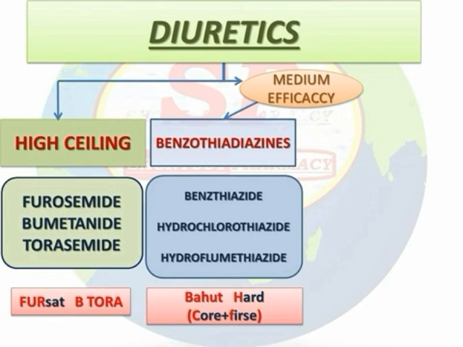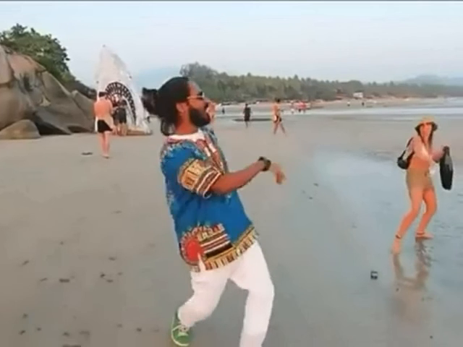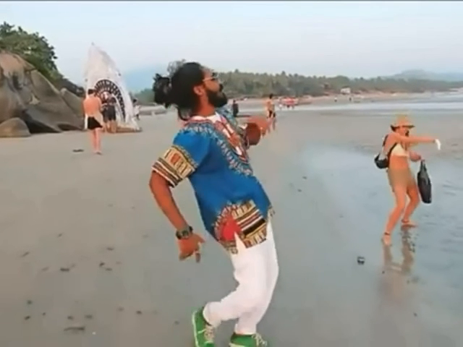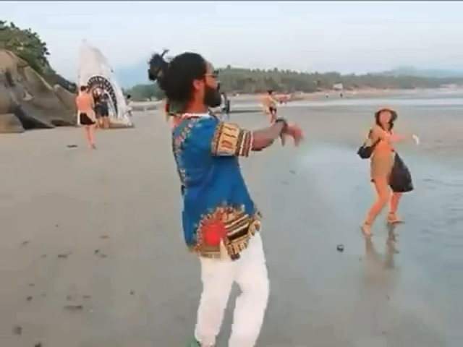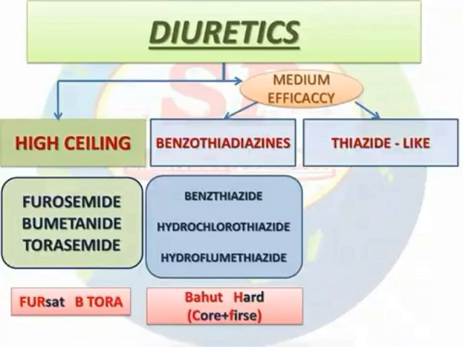And also probenecid inhibits the diuretic action of furosemide and thiazides due to the inhibition of their tubular secretion. So the last one is probenecid. This probenecid inhibits the tubular secretion of the loop diuretics like furosemide and also thiazide.